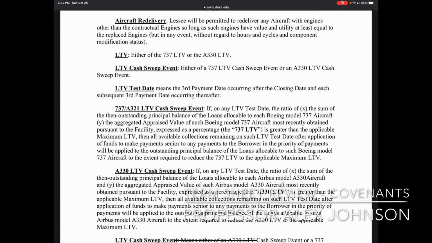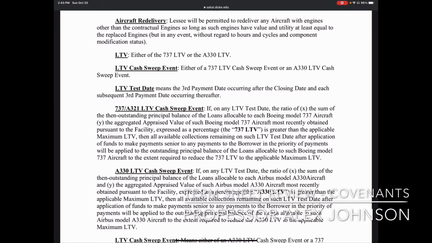Next, we have aircraft redelivery. Aircraft redelivery is also a covenant. It's because the borrower is agreeing that it will require the lessee to redeliver the aircraft and the assets in certain types of conditions. That's the borrower agreeing to do something.